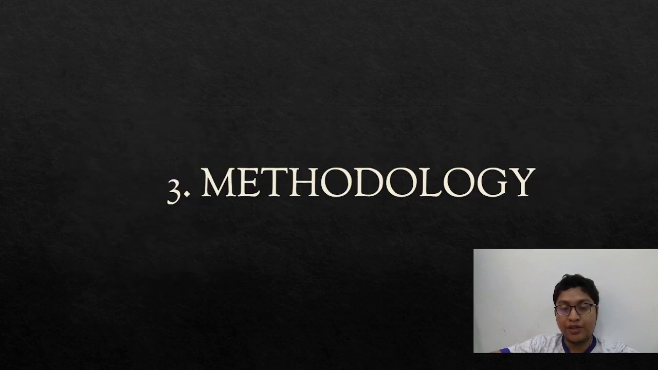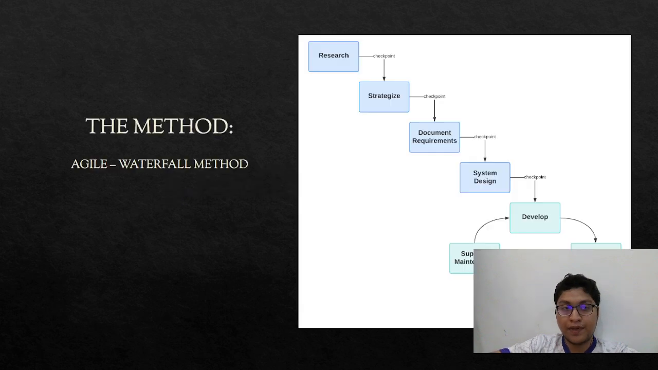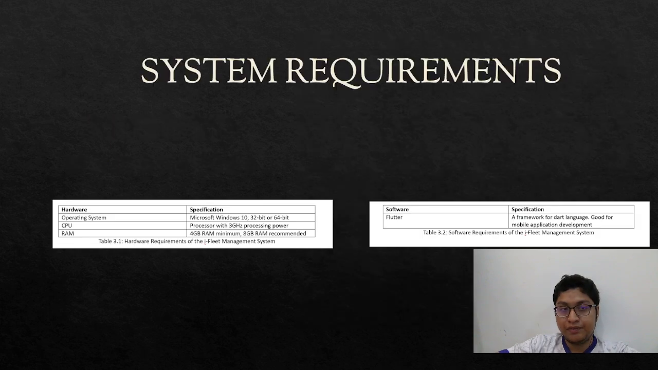So moving on, I will share the methodology I used during this final year project. So my method was agile and waterfall method. So the system requirements are pretty easy. The operating system needs to be at least Windows 10. The CPU needs a processor with at least 3 gigahertz of processing power and at least 4 gigabytes of RAM. But it is recommended if you have 8 gigabytes of RAM. And the software used is Flutter, which is a framework for the Dart language, which is good for mobile application development.